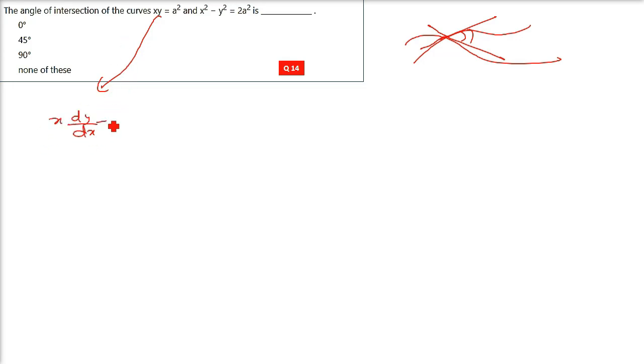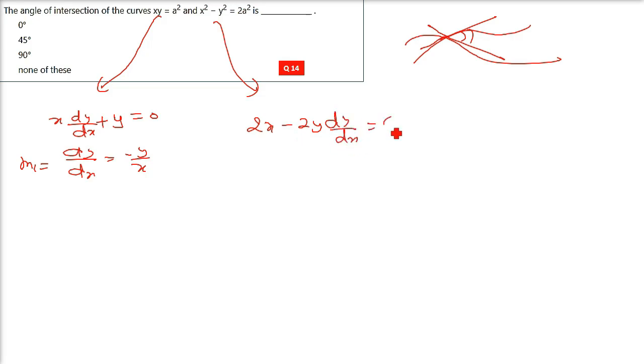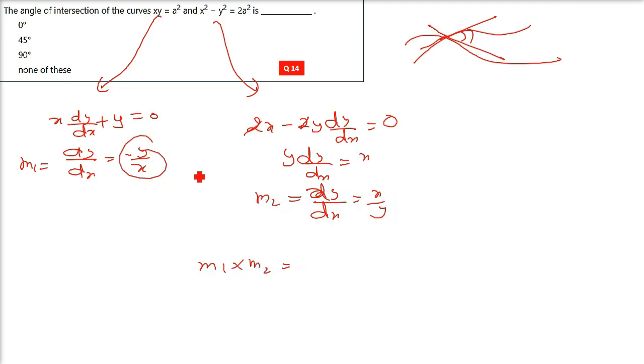x dy by dx plus y is equal to 0. So dy by dx is equal to minus y by x. This is the m1. What about m2? 2x minus 2y dy by dx is equal to 0. Again, you will get m2 from here. That is y dy by dx is equal to x. So dy by dx is nothing but x by y. Now this is m2. m1 into m2 will be what? Just multiply these two. Negative y by x multiplied by x by y. So what do you get?